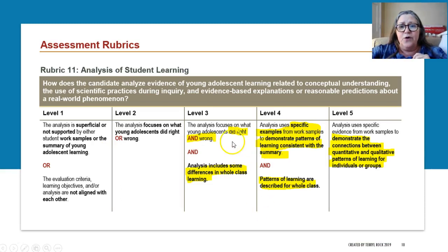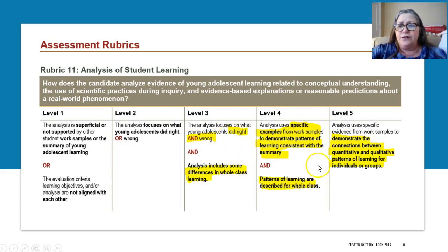Now, your analysis is going to be scored with rubric 11. And rubric 11 for proficient level 3 is that your analysis will focus on what the students did right and wrong. So you will discuss both what they did right and wrong. So this puts you at a proficient level for a beginning teacher. And then you do discuss some differences in the whole class learning. Now, I'm pretty sure all of my students can do better than this. You could do a level 4.